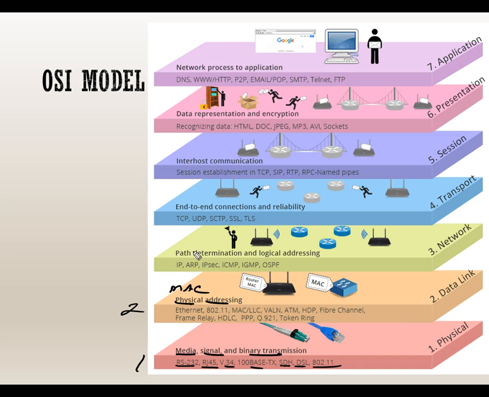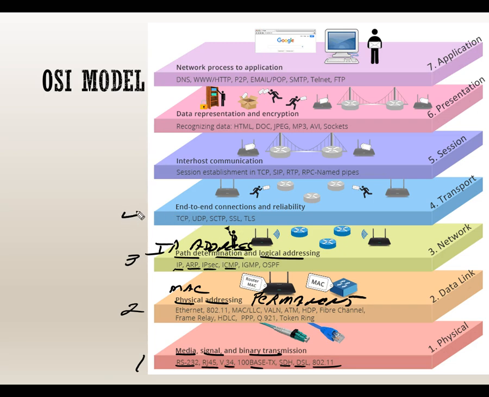Next up, the network layer, with the protocols IP, ARP, IPsec, ICMP, ping, OSPF, different routing protocols that are available there. Path determination, logical addressing. Layer 3 is IP addresses. IP addresses can and do change. The MAC address down here, the physical addressing, is permanent. So we have a permanent MAC address and an ephemeral, or temporary, IP address that's assigned to these things.